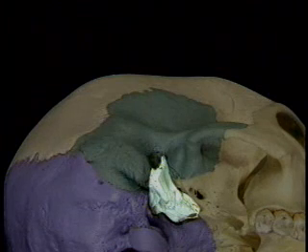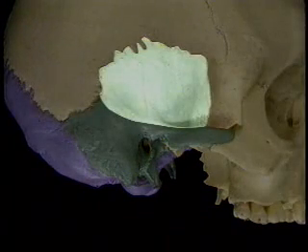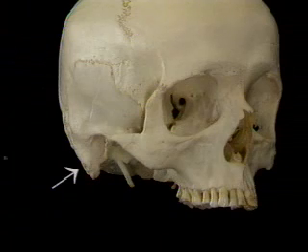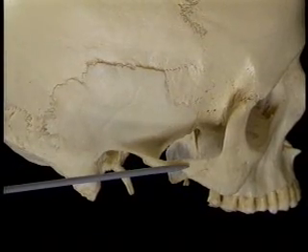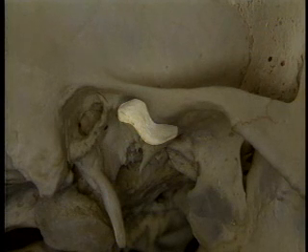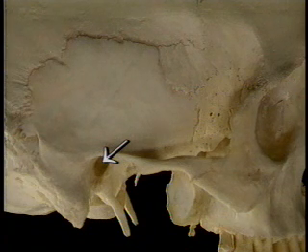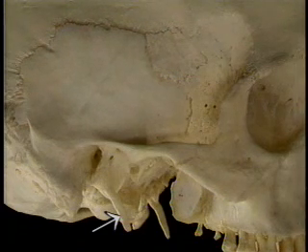On the temporal bone, here's the petrous part and the squamous part. Here are the mastoid process, the zygomatic arch, and the surface for the temporomandibular joint. Here's the external auditory meatus and the styloid process.